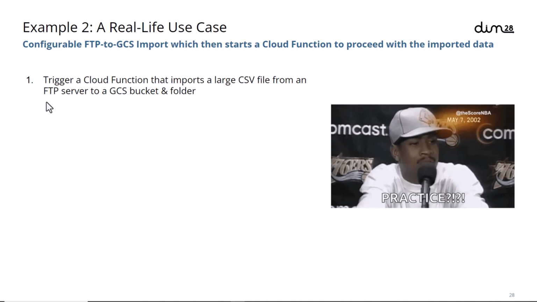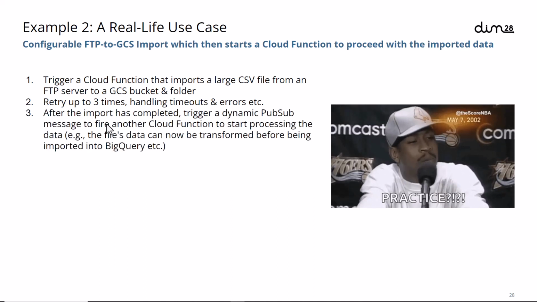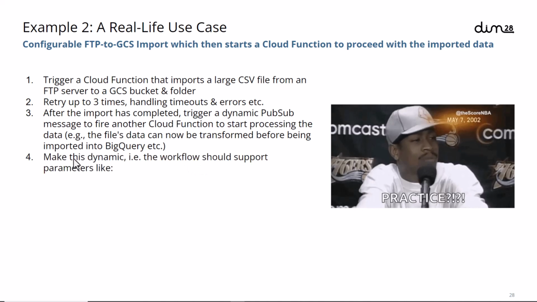The workflow is supposed to do the following. It should trigger a Cloud Function that imports a large CSV file or more files from an FTP server to a GCS bucket and folder. And it should retry up to 3 times, handling timeouts and errors. And once the import is completed, it should trigger a dynamic pub/sub message to fire another Cloud Function to start processing the data. For a typical use case, we have gone through the bottleneck, the big file from the FTP has been imported. Now we can start with the transformations and processes within GCP, which are less problematic in terms of timeouts, etc.